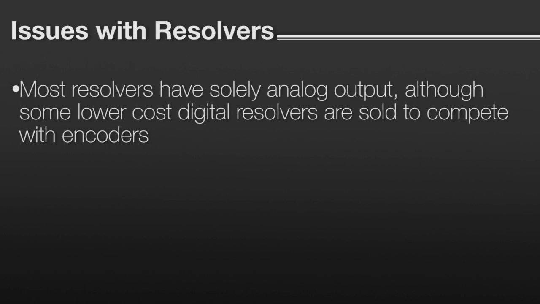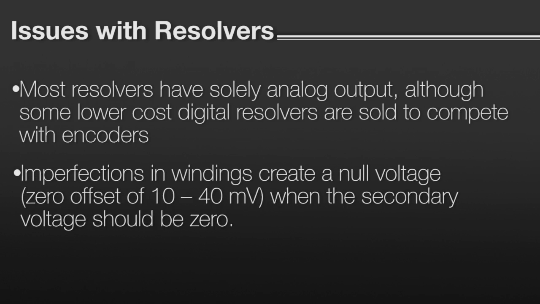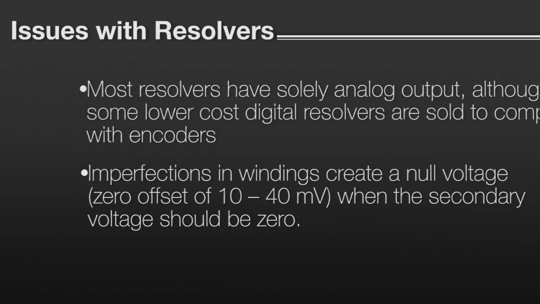A resolver normally requires an external resolver-to-digital converter circuit. And you can buy a digital resolver which has this circuit included, but then you can't place the resolver in nearly as extreme a temperature or vibration environment. Like most instruments, resolvers have trouble outputting a 0 signal. In this case, you typically get 0 offset of 10 to 40 millivolts due to imperfections in the secondary windings.